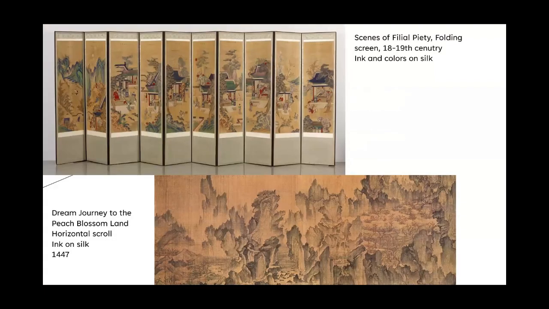The two paintings I decided to choose for this room, the first one being a 10-fold silk folding screen. This has the title of Scenes of Fulfillability. It was made around the 18th and 19th century. This is ink and colors on silk. Why I chose this piece is it gives the sense of having that luxurious item inside the room.